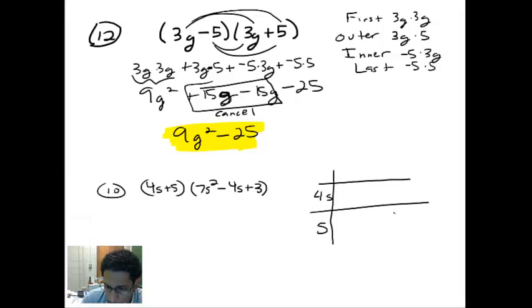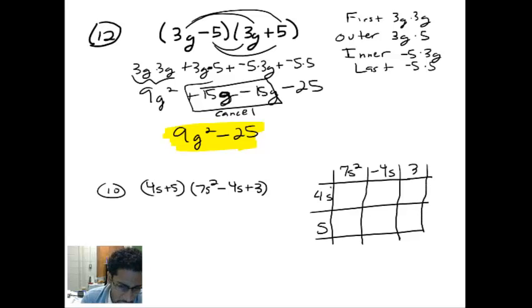4s gets its own row, 5 gets its own row, and then 7s squared gets its own column, negative 4s gets its own column, and 3 gets its own column. This is like setting it up like an Excel kind of problem where you have rows and columns, and we're going to multiply. And so anytime any of these two cross, we multiply. 4 times 7 is 28. S times s squared is s cubed. Then we have 4 times negative 4, so negative 16. S times s, so s squared. 4 times 3, so 12 with an s on it.